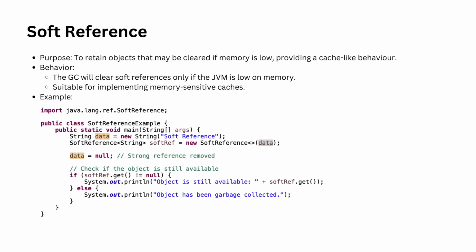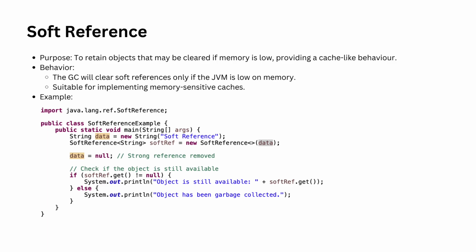Now a soft reference is to retain an object that may be cleared if memory is low, providing a cache-like behavior. So how do we do that? Let's take an example. Let's say you have String data = new String, with a soft reference. Here you will create a soft reference of that object data. Now when you do data = null, it means that you have removed your strong reference, but it doesn't mean that garbage collection will happen immediately.